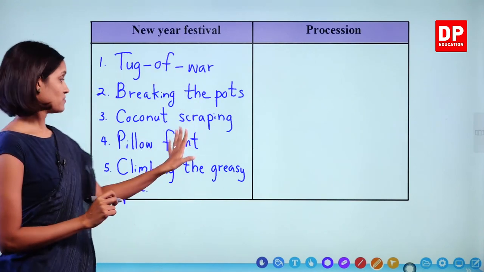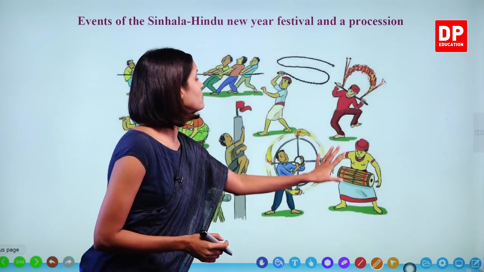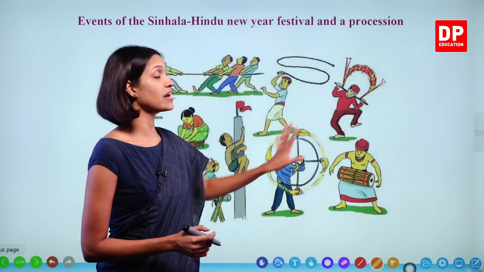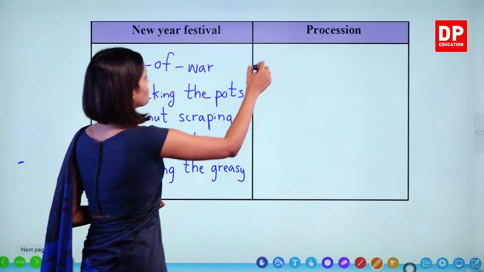So for New Year festivals, okay? Right. So here, under procession, we are going to mention these four different types of people, okay? Whip cracker.